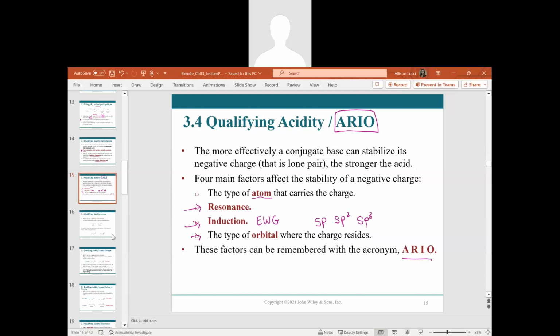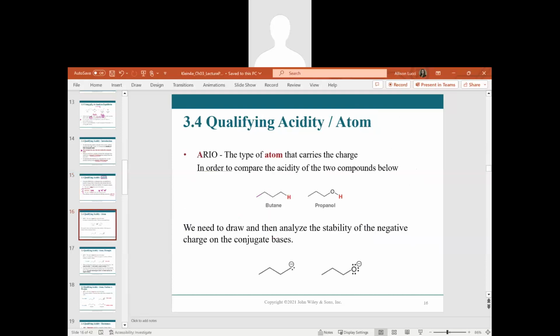So using this acronym, let's take a look at our first category here, the A. So the type of atom that carries the charge. So let's compare our two acids below here. So butane, this hydrogen can be acidic in certain conditions, and propanol we see an OH, so this is an alcohol, but its hydrogen can also be acidic under certain conditions.